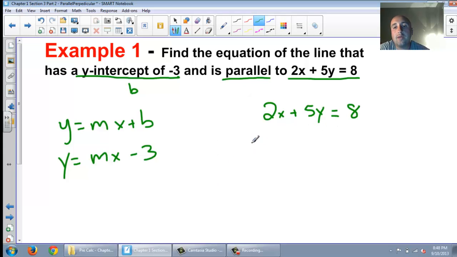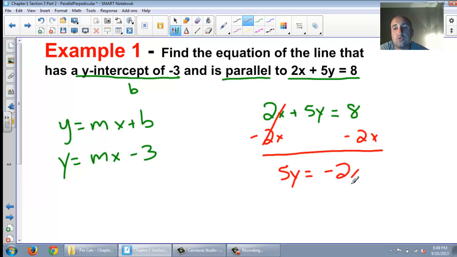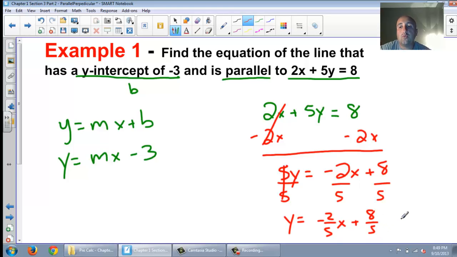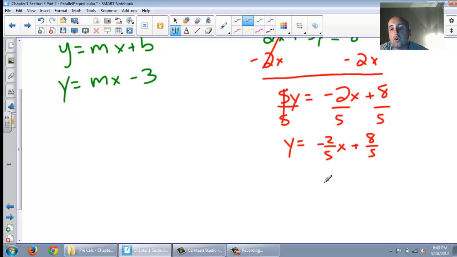So we're going to get y by itself. First, subtract 2x from both sides. 2x minus 2x is 0. I'm left with 5y equals negative 2x plus 8. Remember, always bring down the x term first. The last step is to divide by 5. The 5's cancel. Y equals negative 2/5 x plus 8/5. So negative 2/5 is our m and 8/5 is our b.